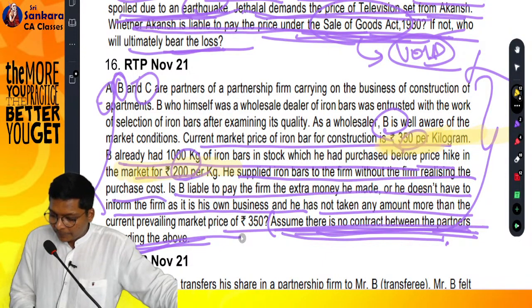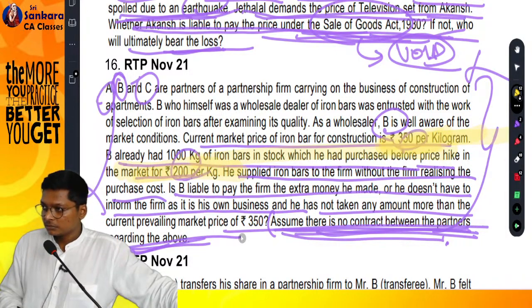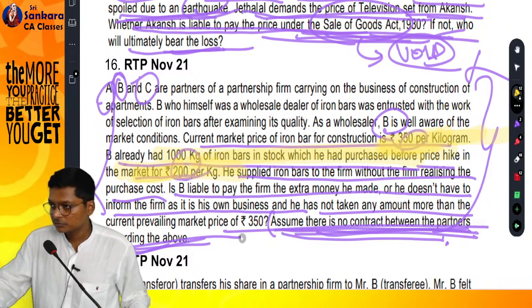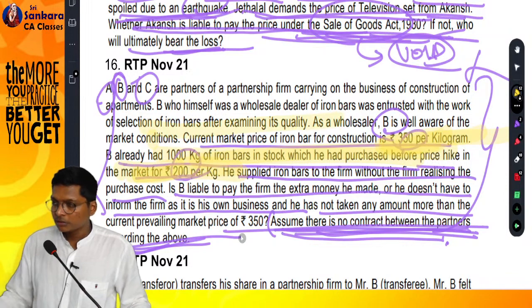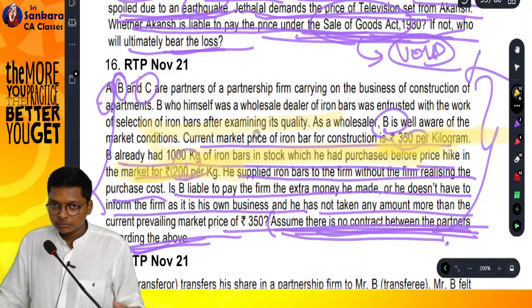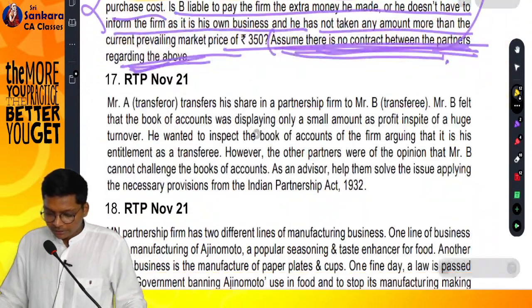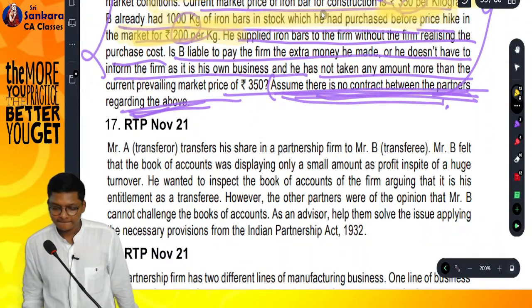Correct. But he is the partner of the firm. Partners have that mutual trust. Correct? You cannot make profits with the firm itself. That too in this way. Genuine transaction you can do it. This side clear? Next question, November 21. Yes, go through, have a read.